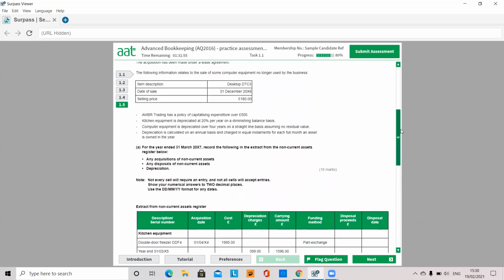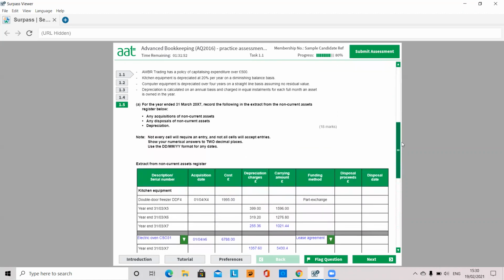So now working out depreciation and all the other bits and pieces. It tells us that AMBR Trading has a policy of capitalising expenditure over £500. That just means that any items we buy over £500, we're going to capitalise and put in the fixed asset register. It then tells us that kitchen equipment is depreciated at 20% per year on a reducing or diminishing balance basis, and that computer equipment is depreciated over 4 years on a straight line basis, assuming no residual value. So we're not going to sell it at the end of the period.